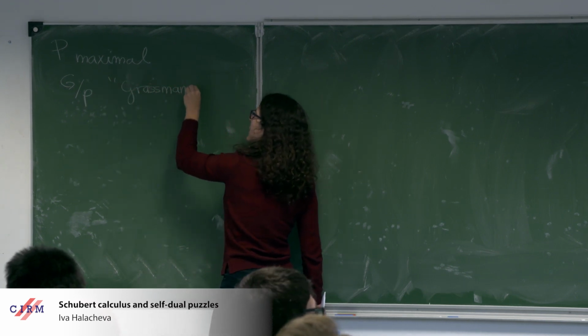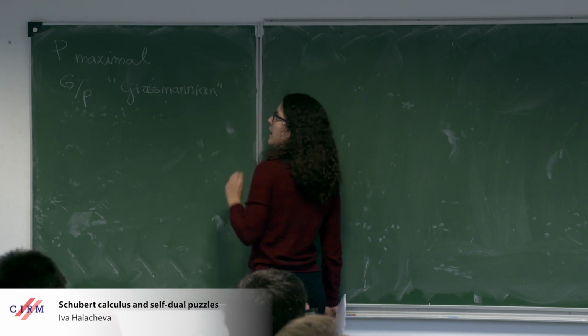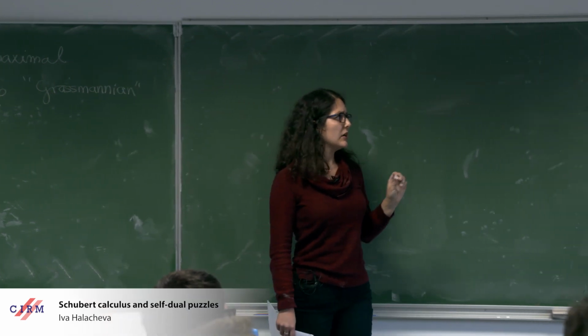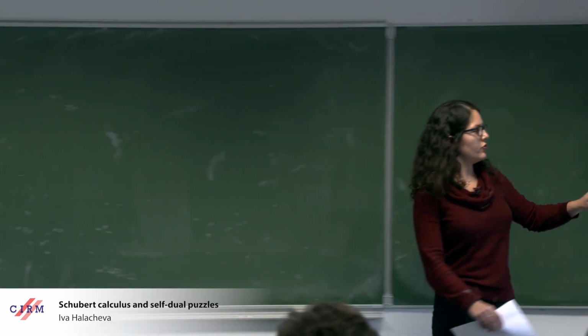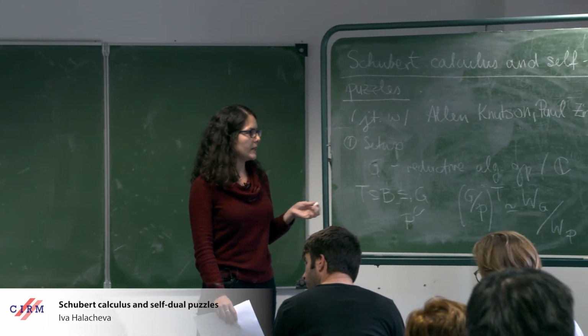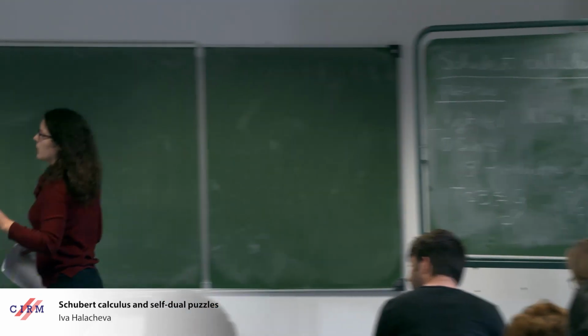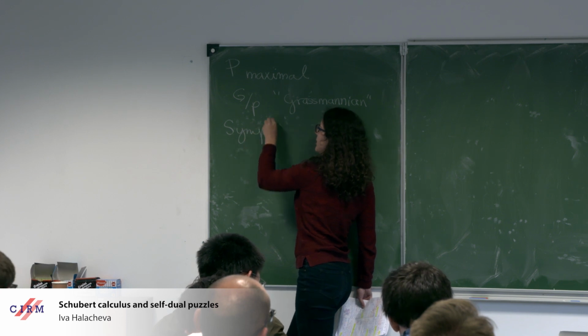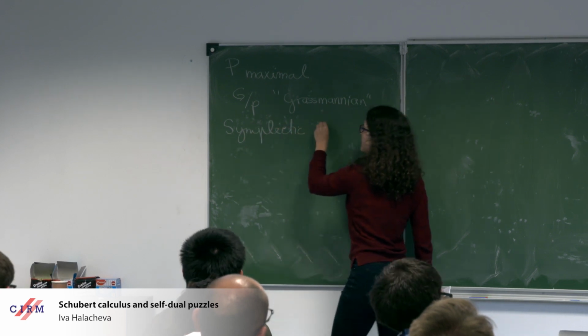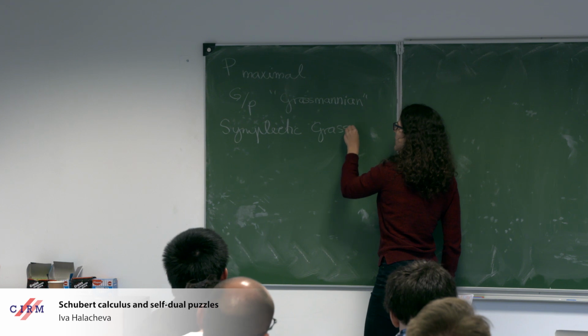So I would like to think about two types of Grassmannians for the purposes of this talk in the context of Schubert calculus, namely the case where G is GL_n or when G is the symplectic group. So let me just set up a little bit of notation, more specifically for the symplectic Grassmannian.